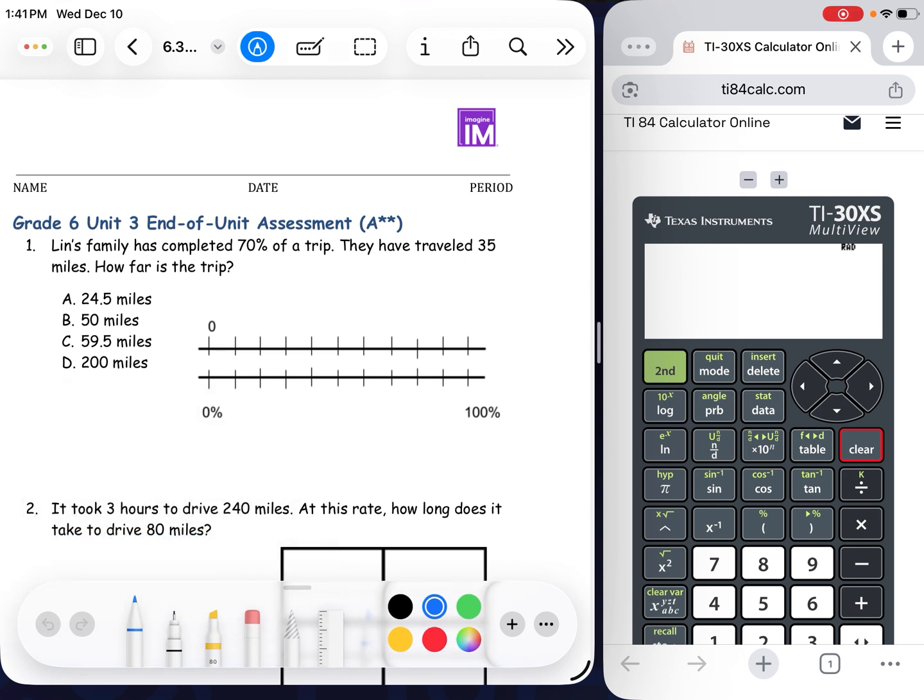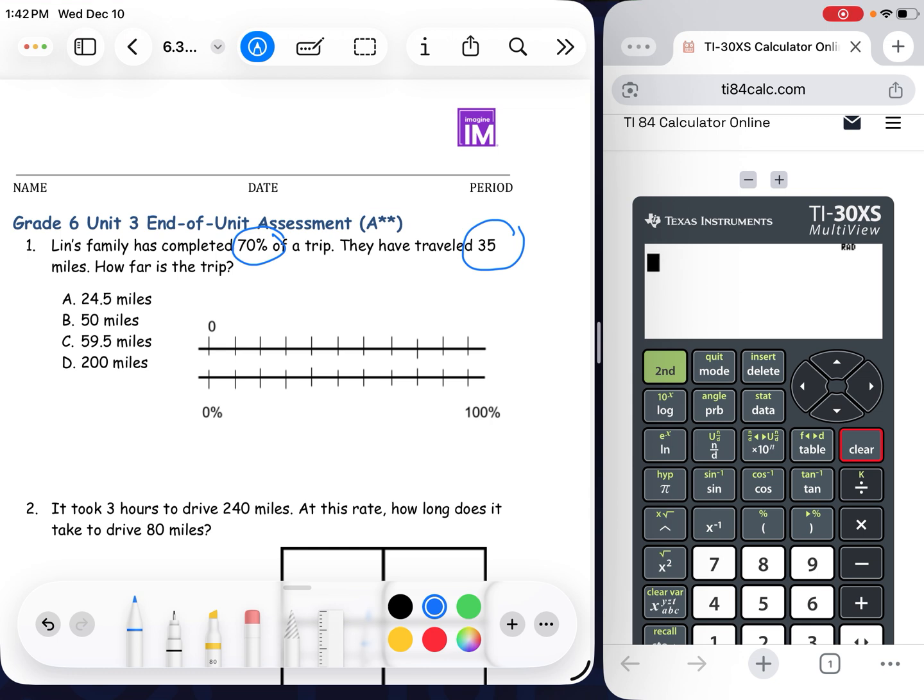Let's start off by reading the question and seeing what important information we have. Lynn's family has completed 70% of a trip. They've traveled 35 miles. How far is the trip? All right, so Lynn's family is traveling, and 70% is how far they've traveled. They also have traveled 35 miles.